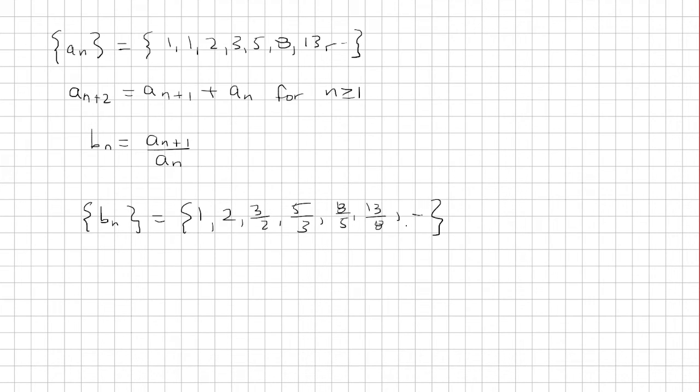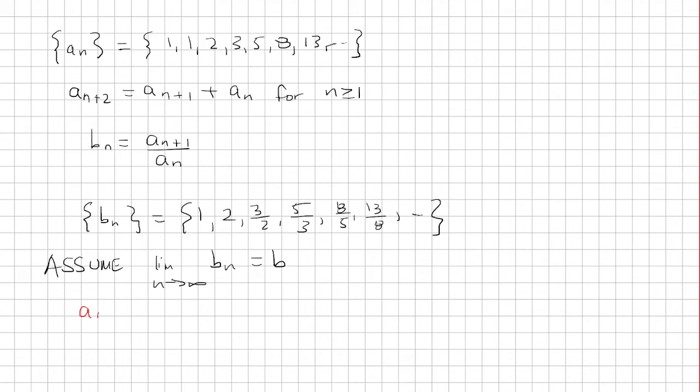We want to see what limit this goes to. So we're going to assume that the limit exists. Okay, we're going to assume the limit is actually b. Okay, so now let's start the problem.